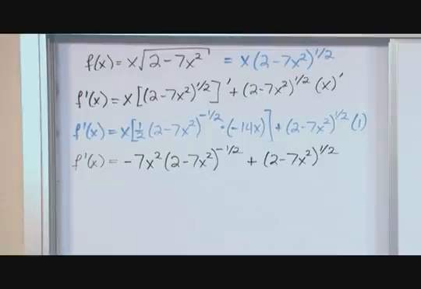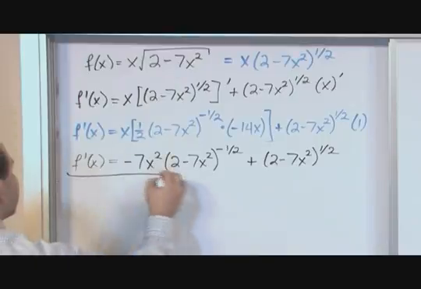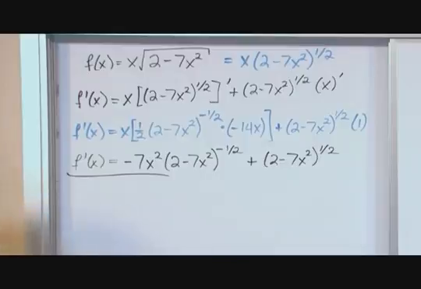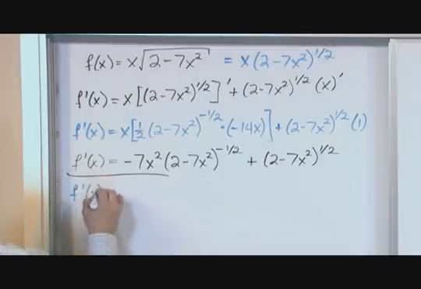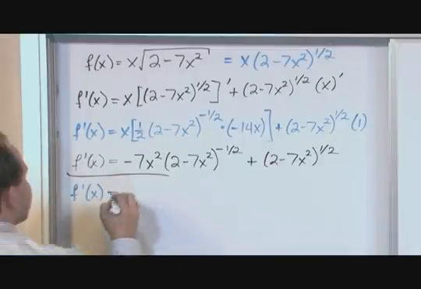So we have negative 7x squared, 2 minus 7x squared to the negative 1/2 plus 2 minus 7x squared to the positive 1/2. Now, truth be told, this is the answer. I mean, it really is. But just like in this course, I'm trying to teach you your algebra skills at the same time, there is a way to simplify this that your teacher might like to see a little bit more. So let's go ahead and get some practice with that.